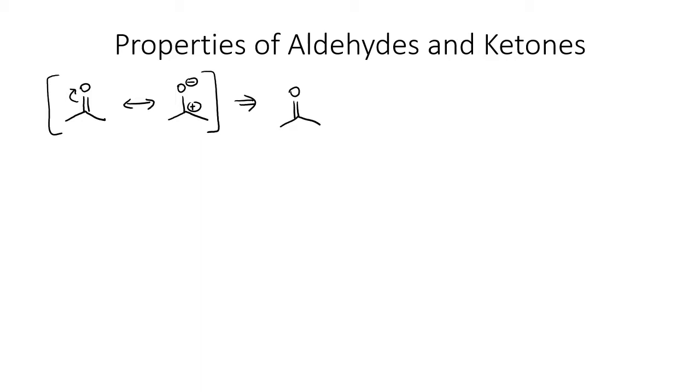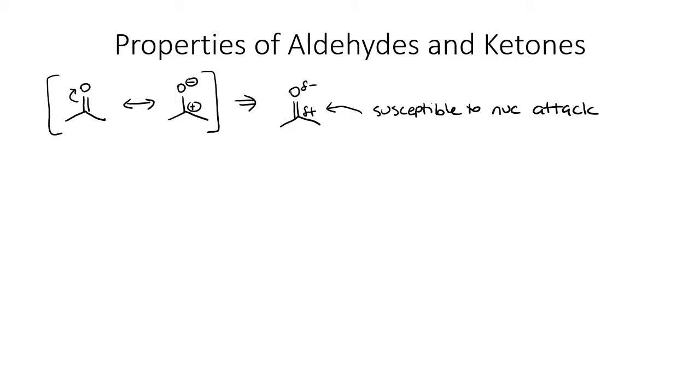So the way that we will express the hybrid resonance structure is we will show a partial negative charge on oxygen and a partial positive charge on carbon. Now, what this means is this partial positive charge means that the carbon is electrophilic. So the carbon is susceptible to nucleophilic attack. And that's going to be the basis of all the reactions we see in this chapter.